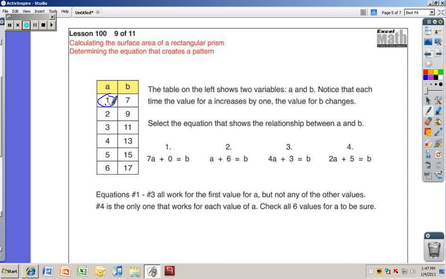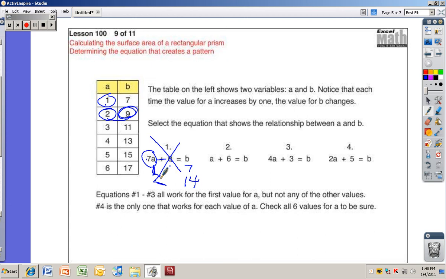So let's plug in 1 for A here. That does not mean 71. Remember, that means 7 times 1. So 7 times 1 is 7, plus 0 is 7. Does that work? So far, okay. Since that one works, let's try the next equation there. Let's put a 2 in there. 7 times 2 is 14 plus 0? 14. Okay, so does this work for the second one? No, that doesn't work because putting a 2 in results in a 14, not in a 9. So we're going to eliminate that equation.